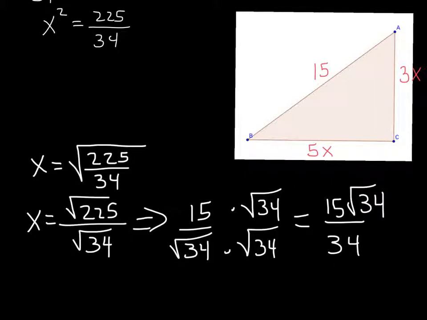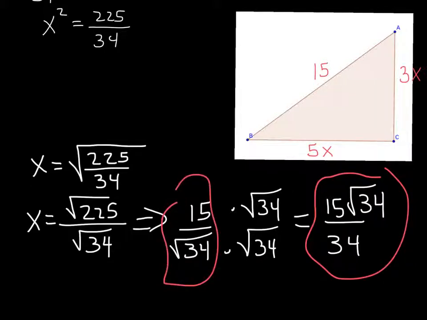And some might validly argue that this form of the answer is in some ways more complex than this form of the answer. But anyways, that's one way we would solve a problem like this. So now we know that x is equal to 15 times the square root of 34 divided by 34, which is an interesting value.